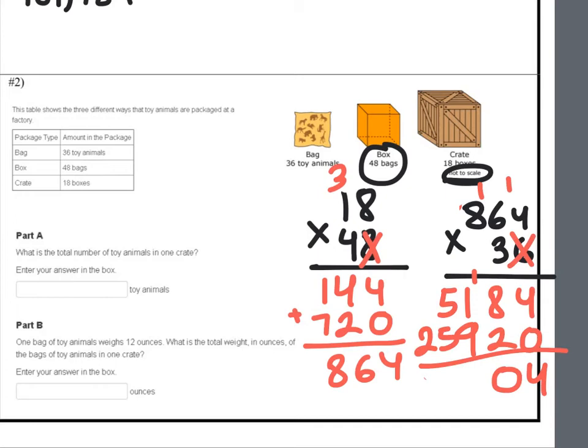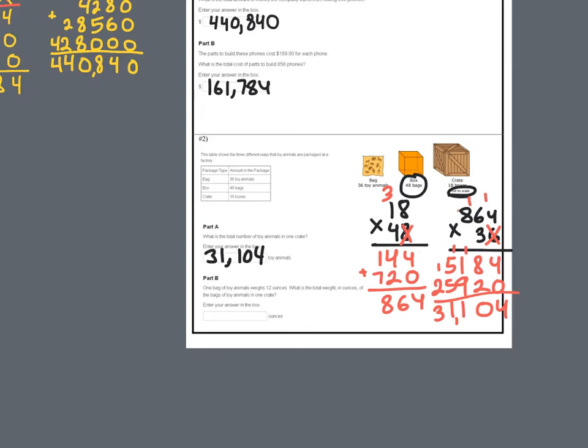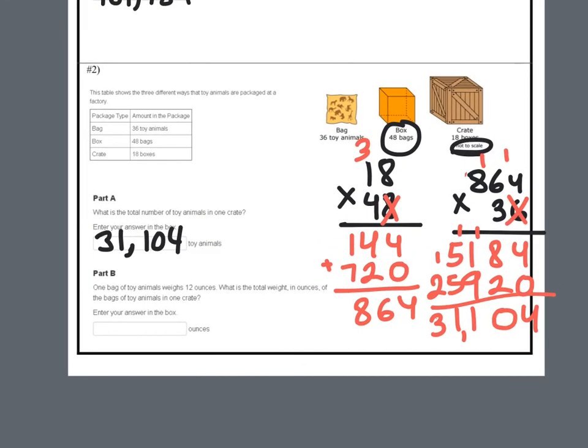1 plus 1 makes 2, 2 plus 9 makes 11, carry the 1. 1 plus 5 makes 6, 6 plus 5 makes 11, carry the 1. And that's a 1 plus 2, which is 3. So we know that there's going to be 31,104 toys in all. So it'll be 31,104 toy animals.